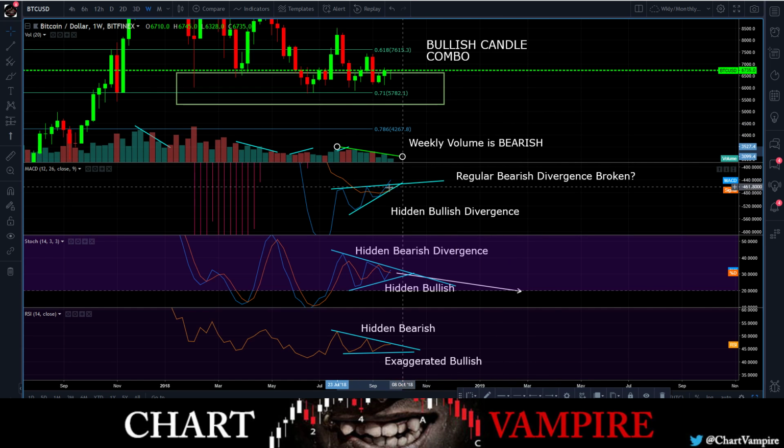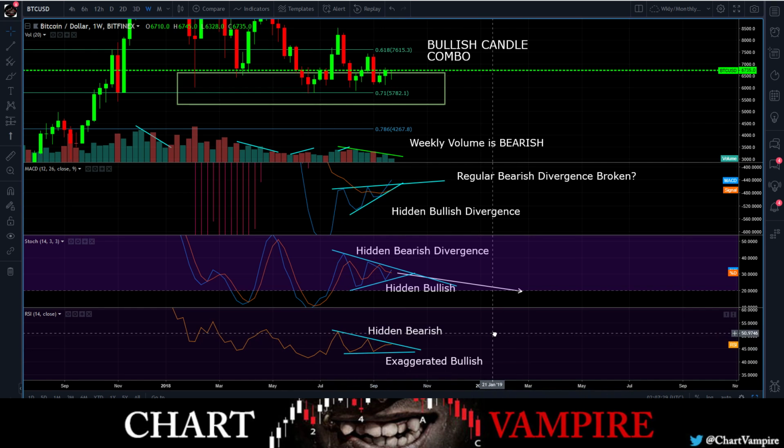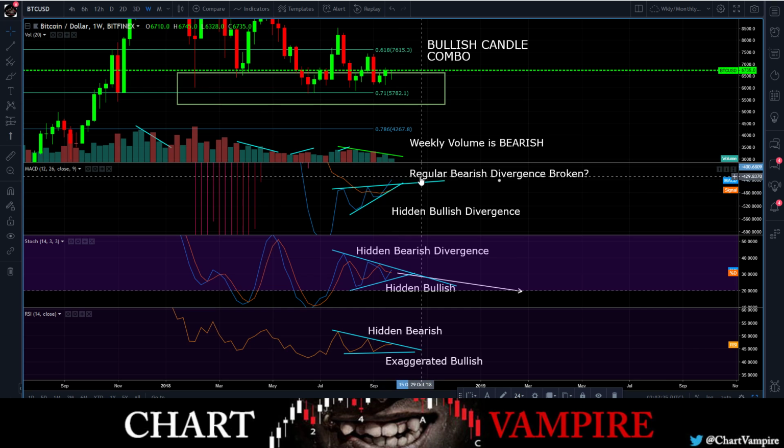Okay, now you've got regular bearish divergence that has been broken, right? This is your regular bearish divergence, but you've got hidden bullish divergence right here. So this hidden divergence is playing out on the MACD. On your Stoch, you've got hidden bullish. But listen, you've got hidden bearish divergence also that has not broken out right there. You've got hidden bearish on your RSI on the weekly, but you've got exaggerated bullish on your daily, right? You've got this flat line on the bottom, so this is exaggerated bullish. And you've got hidden bearish, though, on the top. So you kind of got a bunch of mixed signals all going at the same time, right? And including this very bearish divergence, which is about to just get smashed.